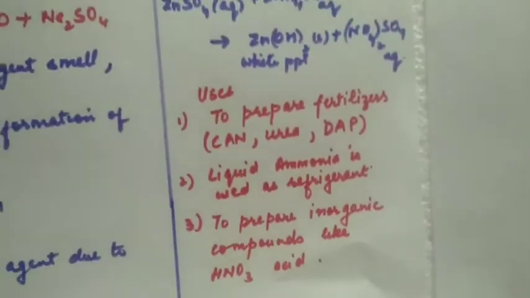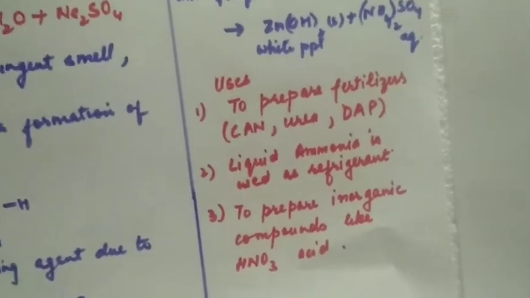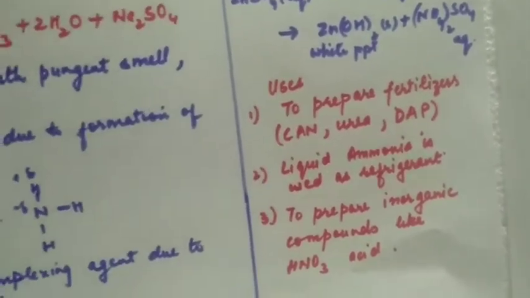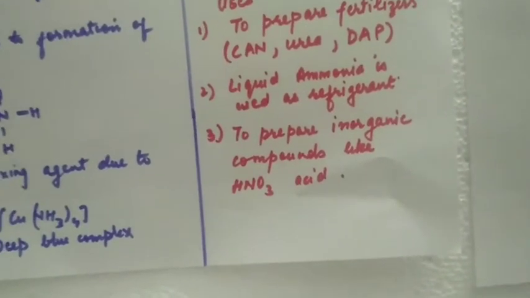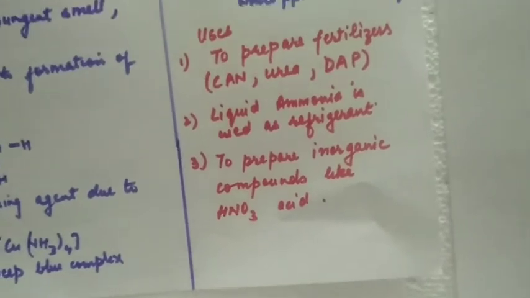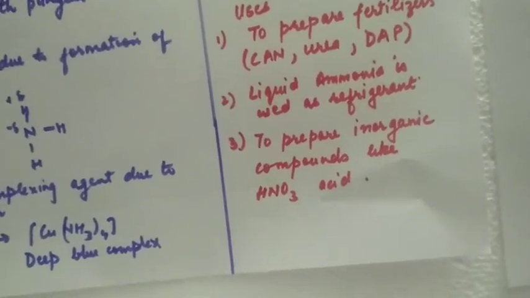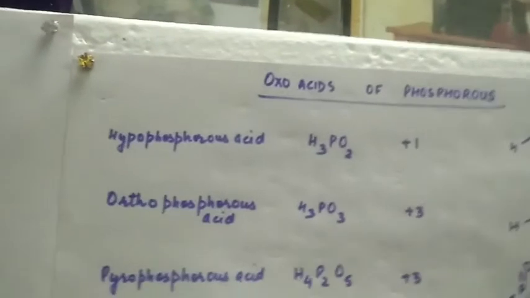Uses. So it is used in the preparation of fertilizers like calcium ammonium nitrate, urea and diammonium phosphate. Liquid ammonia is used as a refrigerant, and it is also used to prepare inorganic compounds like nitric acid. Oxoacids of phosphorus.